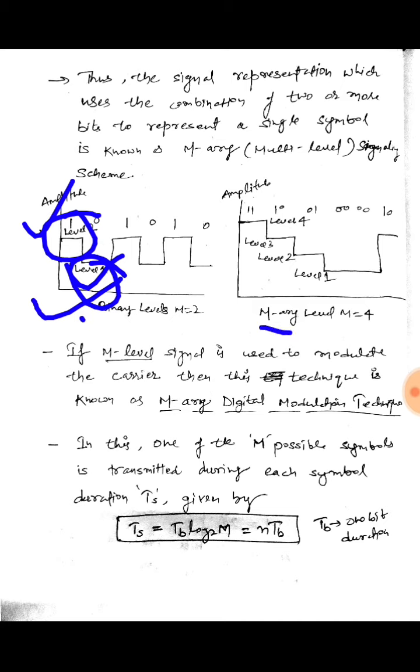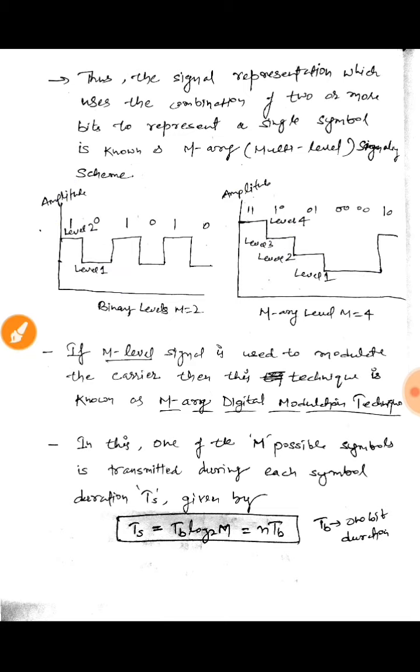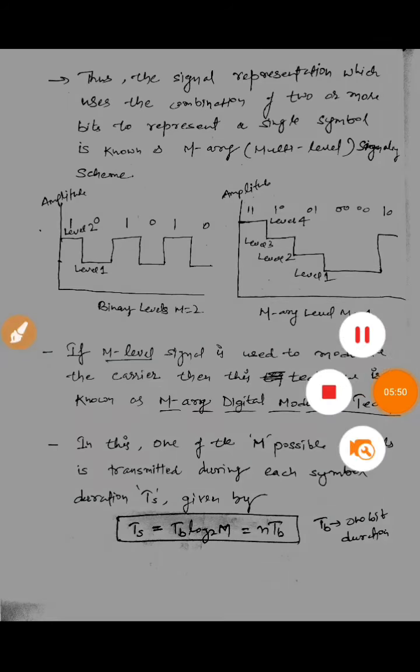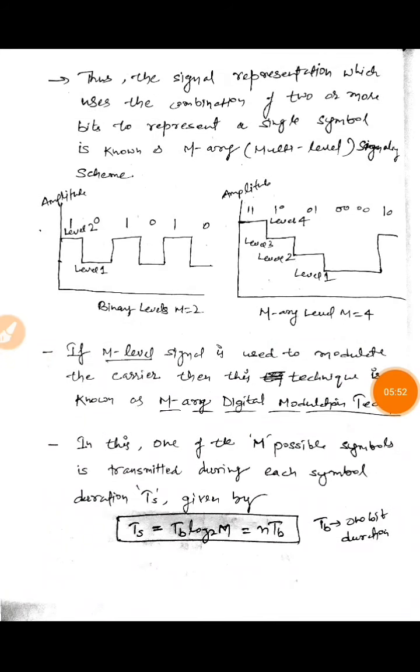Whereas in the M-array scheme we would use multiple levels. If it is a 4-level ASK, then there would be 4 levels of amplitudes, which will be represented by 2 bits: 1 1, 1 0, 0 1 and 0 0. So this is an example of M-array level in which we have used 4 levels.